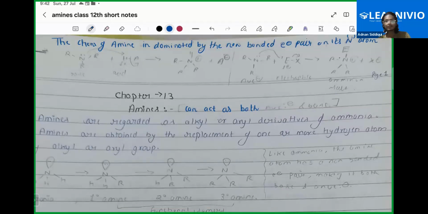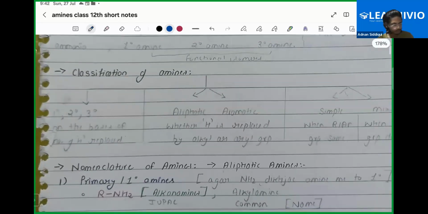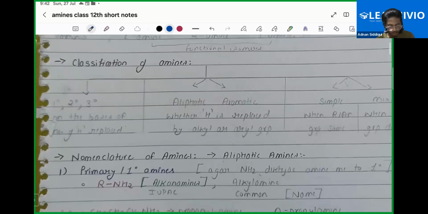Now, how can you classify amines? The classification of amines is based on three categories: either 1 degree, 2 degree, 3 degree, on the basis of the number of hydrogens replaced. If you are replacing one hydrogen, 1 degree, two hydrogens, 2 degree, three hydrogens, 3 degree. Then on the basis of aliphatic and aromatic: if you have an amine group in a chain, you will call it aliphatic. If you have your amine group in a benzene-like structure, then you will call it aromatic. You can differentiate on the basis of that as well.